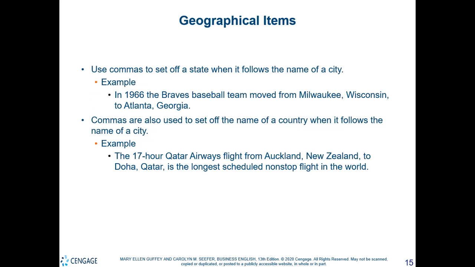We also use commas in geographic items. Use commas to set off a state when it follows the name of a city. Example: In 1966, the Braves basketball team moved from Milwaukee, Wisconsin, to Atlanta, Georgia. Commas are also used to set off the name of a country when it follows the name of the city. Example: The 17-hour Qatar Airways flight from Auckland, New Zealand, to Doha, Qatar, is the longest non-stop flight in the world.